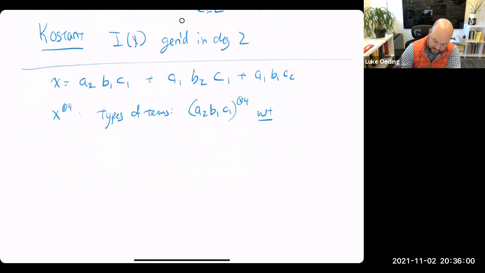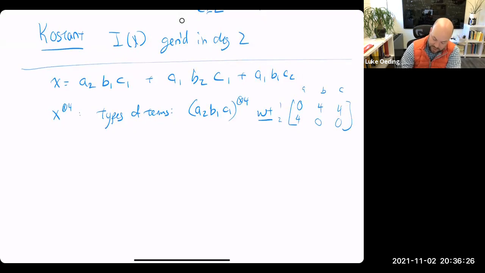The weight of this guy is like this. So the labels will be 1 and 2, so the number, and then A, B, and C. So the weight is how many A2s do I have? Well, I have 4 of them, and I have 0 A1s. I have 4 B1s and 0 B2s, and I have 4 of those. Okay, so this is the weight of a term like that.